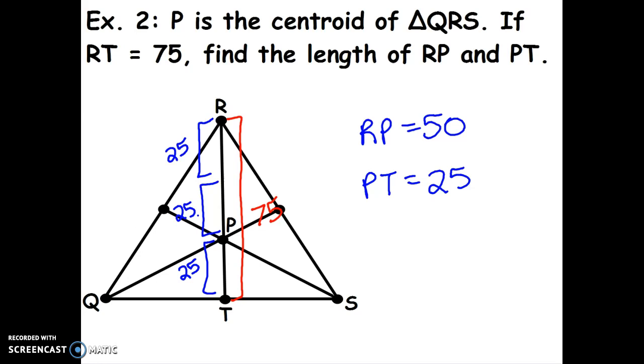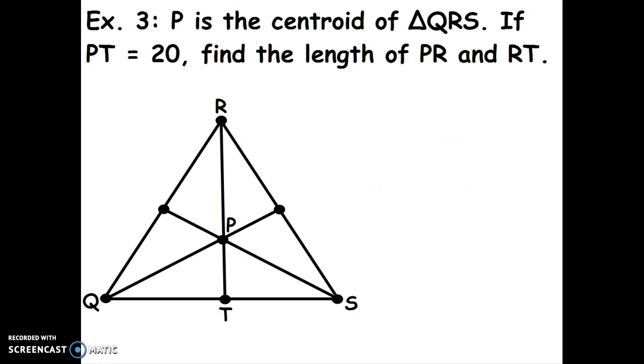All right, and finally, example 3. P is the centroid of triangle QRS. If PT is 20, find the length of PR and RT. I'm going to first label the information I'm given, and then we're going to break our median up into thirds. So 1/3 is 20, which means that each of the other thirds will be 20.